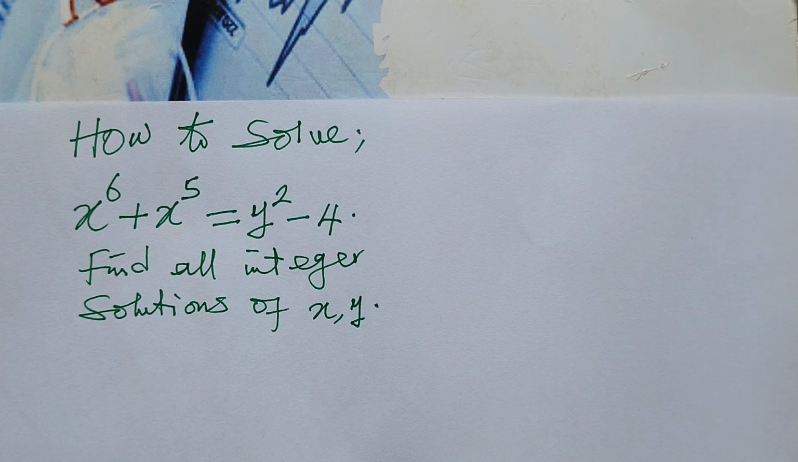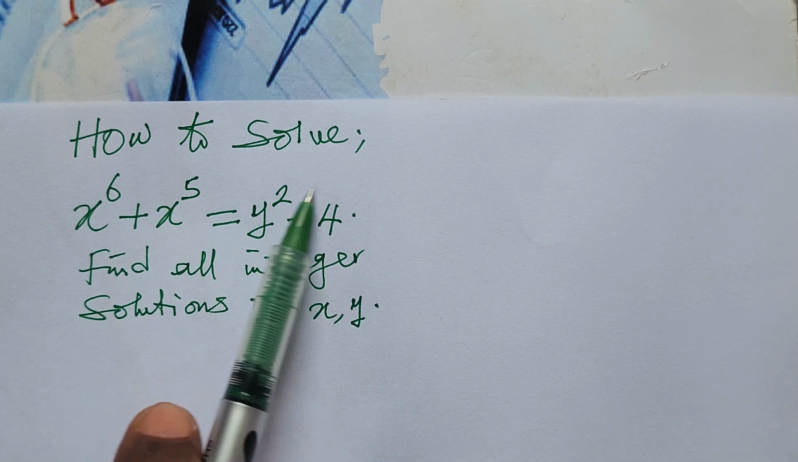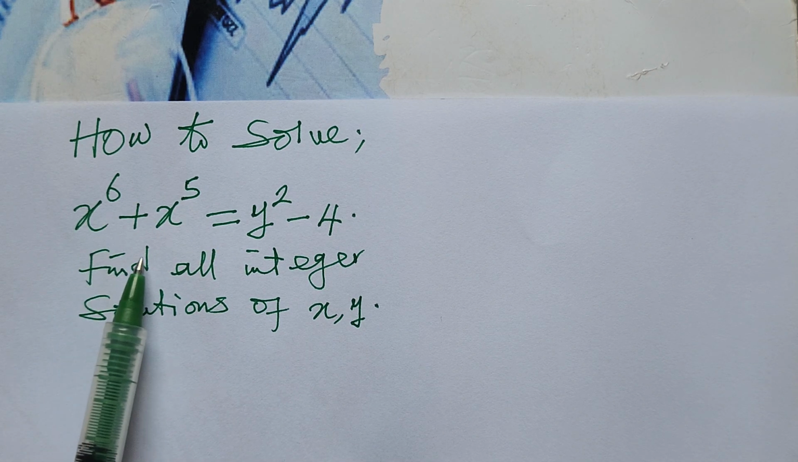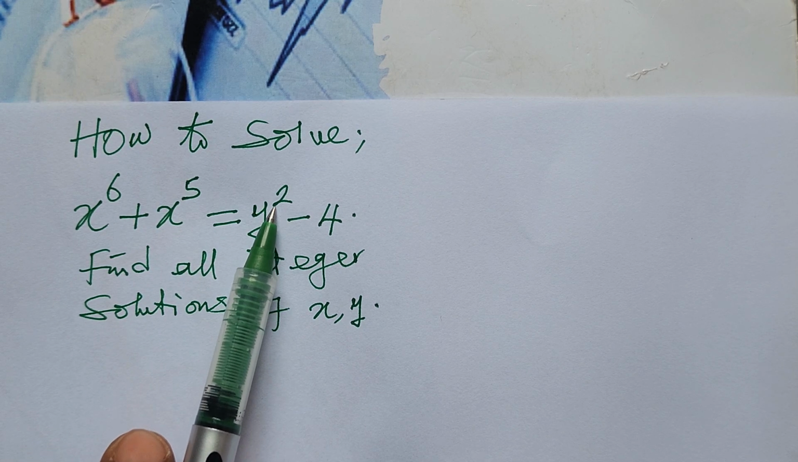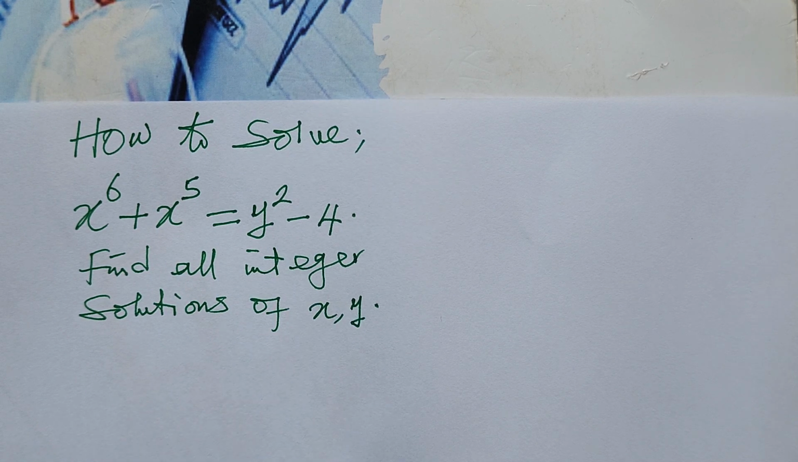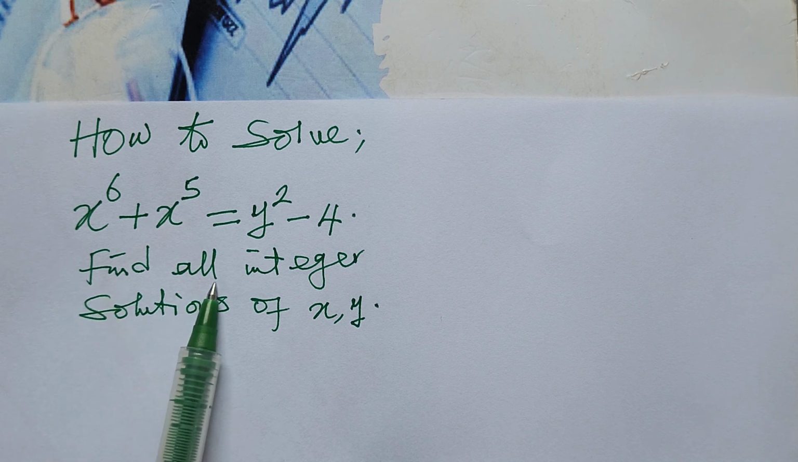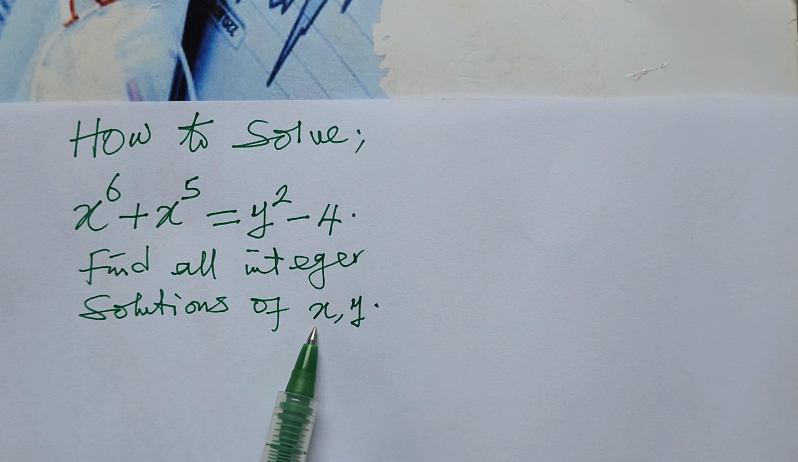Today we have this nice question before us. The question is how to solve x to the power of 6 plus x to the power of 5 equals y to the power of 2 minus 4. Here we are to find all integer solutions of x and y, only the integer solutions. So this is my progress.